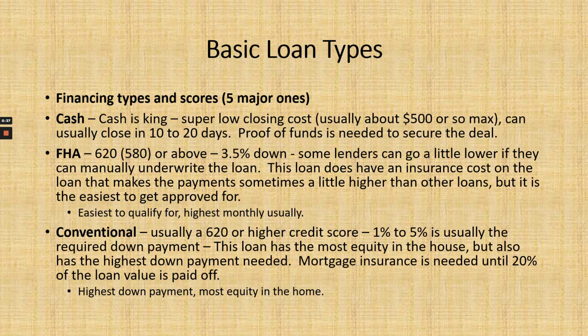Okay, so financing types and scores. I talk about 5 major ones. This may have changed a little bit, so it just depends. It changes with COVID, it changed, all the different times it changes. So just take this with a grain of salt. This is just a rough overview.